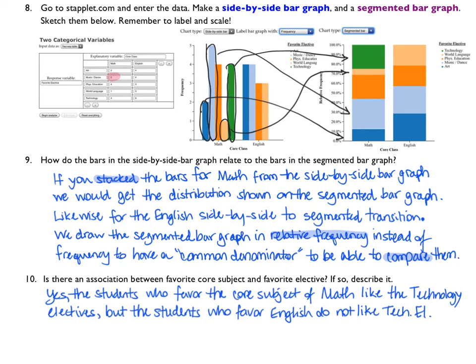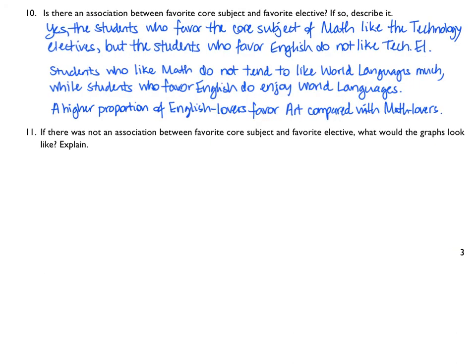Okay, so that's going to lead us to number 11. If there was not an association between favorite core subject and favorite elective, what would the graphs look like? So again, if there were no association between core subject and favorite elective, or no relationship between those two, then we would see the segmented bar graphs have the same distribution for both the students who favor math and the students who favor English as their favorite core class.